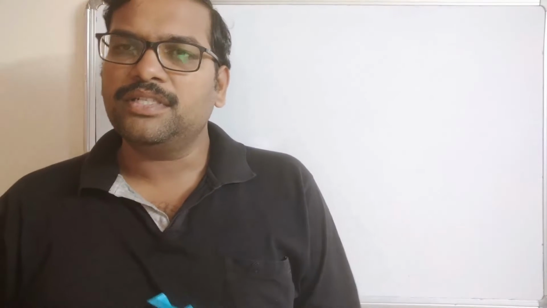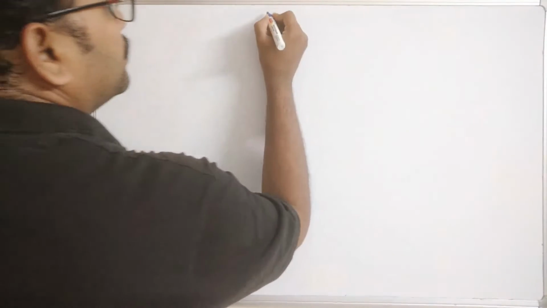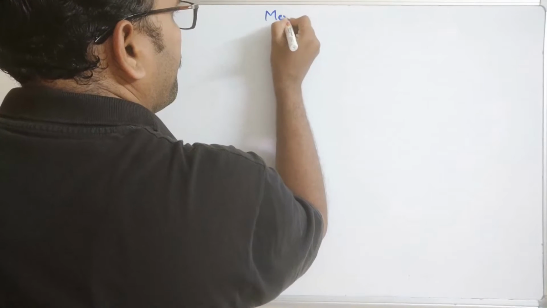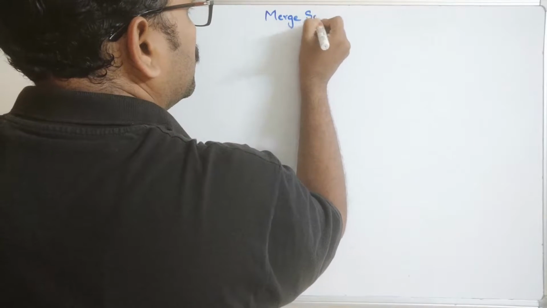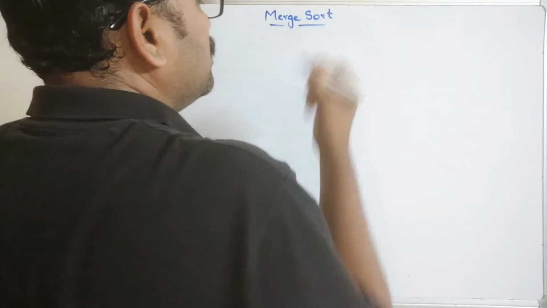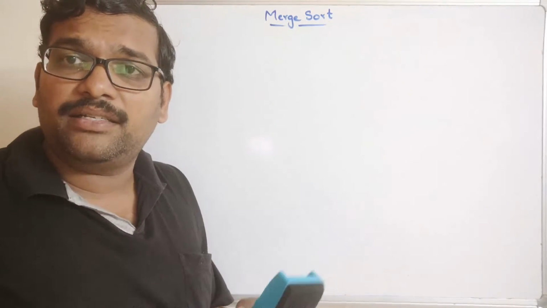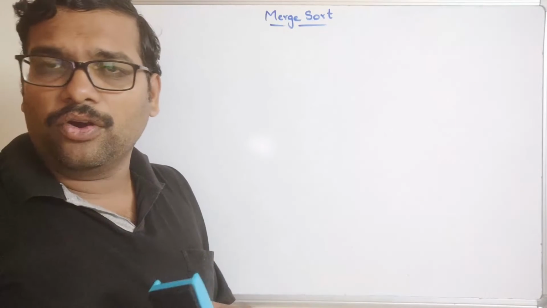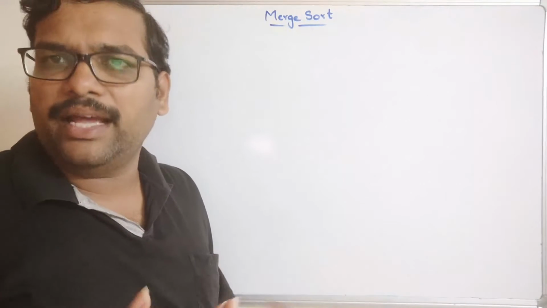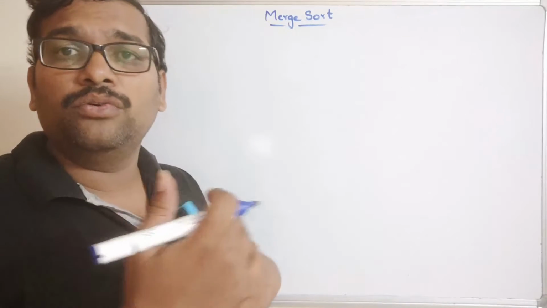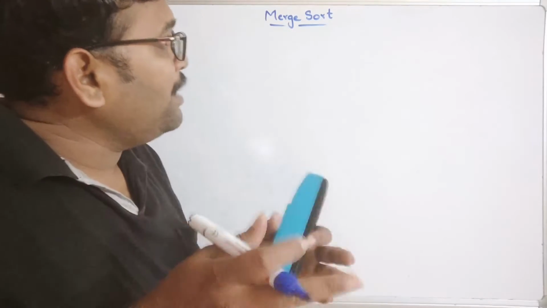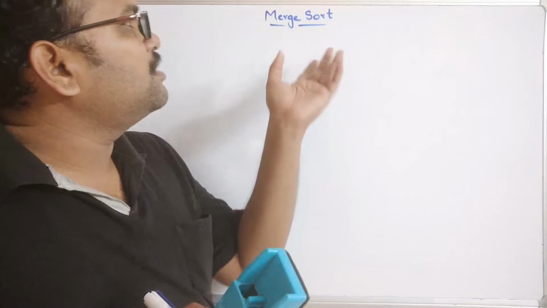So today we'll see one more concept in algorithms, that is merge sort using the divide and conquer method. Sorting is arranging the elements either in ascending order or descending order. By default we'll go with ascending order, that means lower to higher. One type of that process is merge sort.